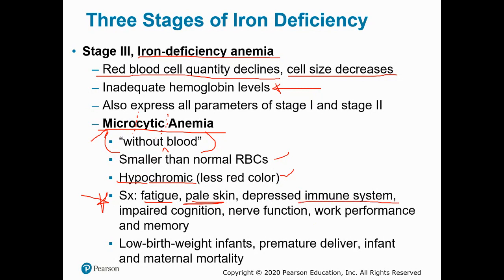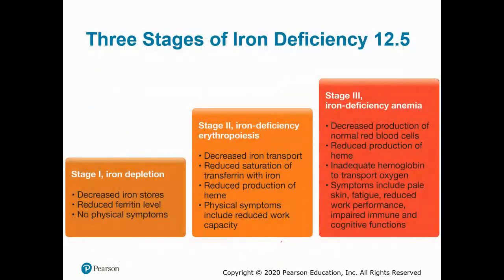The immune system is also going to weaken, and cognitive function, nervous system, memory, and again, work performance, all of that's going to decline. If this is happening during pregnancy, we're going to see low birth weight infants, potentially premature delivery, and unfortunately, potential for infant or maternal mortality.